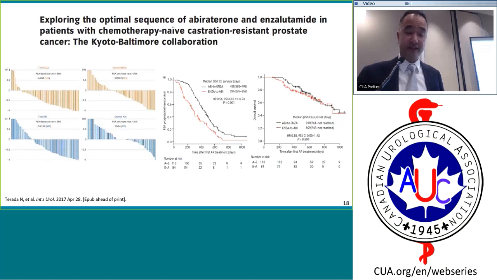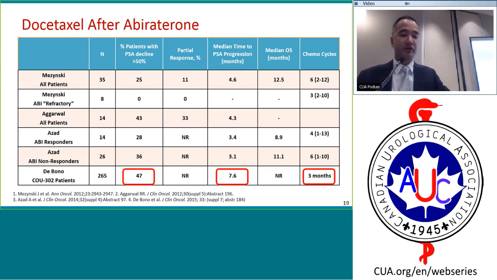However, this is retrospective data, it's biased, so we have to be careful in its interpretation. So after we're done with abiraterone and enzalutamide, what do we do next? The question is, how effective is chemotherapy afterwards?